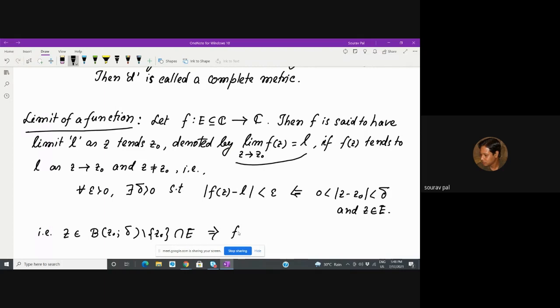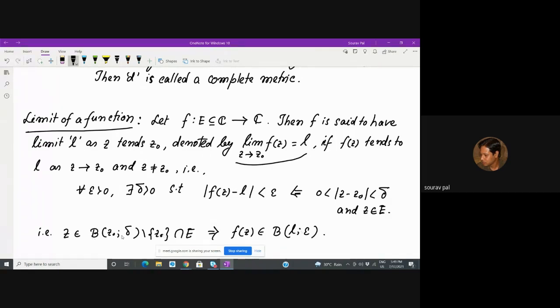So this will imply: whenever z belongs to this deleted neighborhood of z naught, f(z) will belong to the epsilon neighborhood of L. This epsilon is given, and this delta is obtained. So given a basic neighborhood of L, you can find a basic neighborhood of z naught such that whenever z belongs to the punctured disk, punctured at the center, z naught is not there, and it should not go beyond E, then f(z) belongs to the corresponding neighborhood of L. So this is what a limit is.